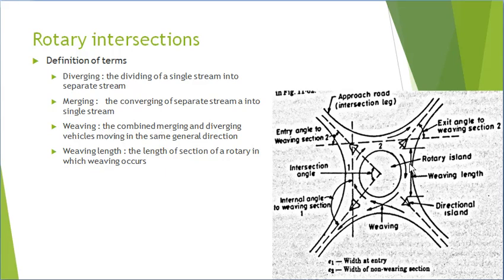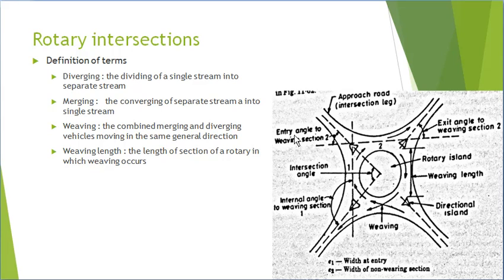So in rotary intersection there will be a weaving process, that is, the vehicle will be moving in clockwise direction, then it will exit through this direction, so there will be a weaving process taking place. The weaving length is the length between two weaving sections. Here it is the weaving length, and here this will be the weaving length, the distance between two weaving sections, between these two. And here this will be the weaving length, and here this will be the weaving length.